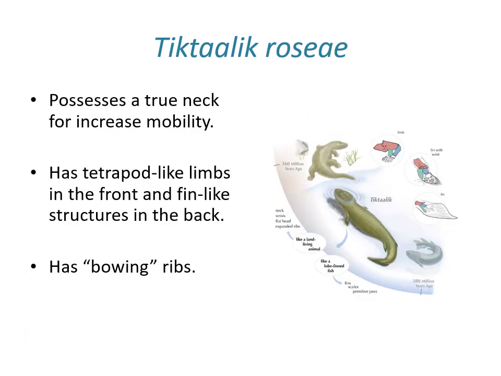So again, true neck, so it had increased mobility. This thing could turn its head very, very quickly. And it had more of a tetrapod front, fish-like back, and those bowing ribs, again, indicating that it was breathing air. When you have bowed out ribs, it indicates that there's space in there for lungs to inflate and deflate as it would breathe. So Tiktaalik is a very, very important fossil.